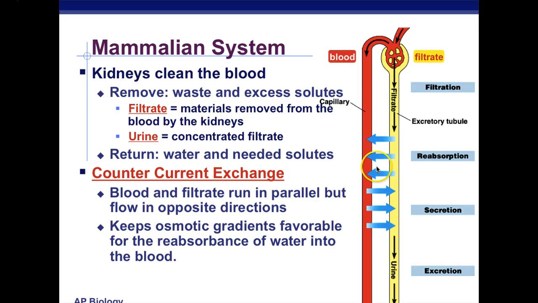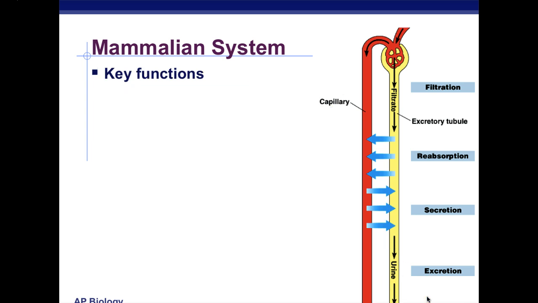And we call this counter-current exchange because the blood and the filtrate actually travel in opposite directions of each other. And the result here is that we end up with blood with just the right amount of solutes and water and a filtrate that becomes the urine.